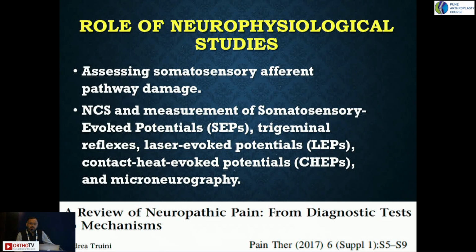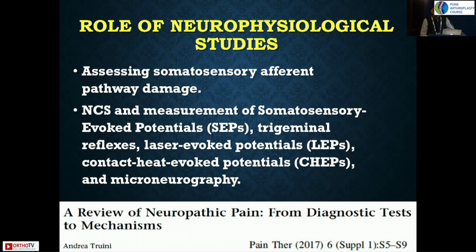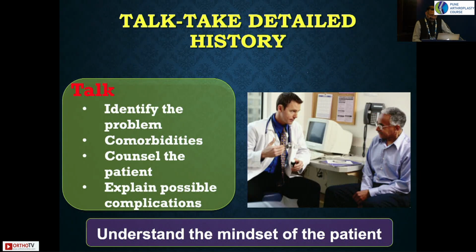Neurophysiological studies are also important. You should definitely get a documented report, because it helps the patient also to understand how that progressive neuropathy is going to evolve in future. Have a detailed dialogue with the patient, understand the patient's mindset, and explain the pros and cons of your surgery and the possible outcomes he is going to anticipate. Only then are these patients going to have a satisfactory outcome. Otherwise, they will always be unhappy.